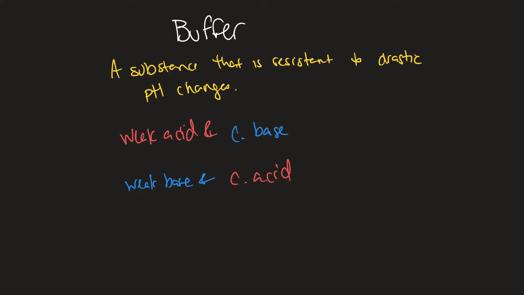Let's talk about how this works, and I'm just going to give you an example of how mixtures of weak acids and their conjugate base, or a weak base and its conjugate acid, act like a buffer, or act in such a way that they minimize, as much as possible, huge pH changes.